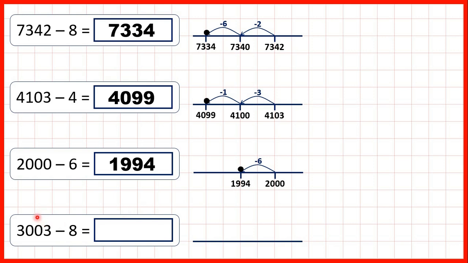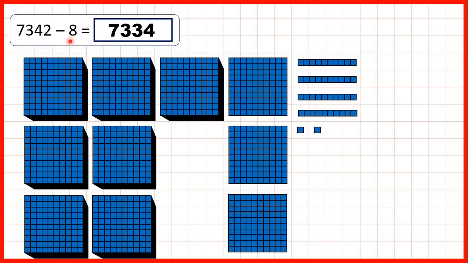And finally, we have 3,003 minus 8. Starting from 3,003, we can subtract 3 to get to 3,000, and then to subtract 8, because we've already subtracted 3, we need to subtract another 5, and that takes us to 2,995.